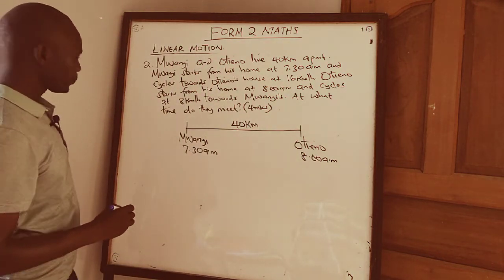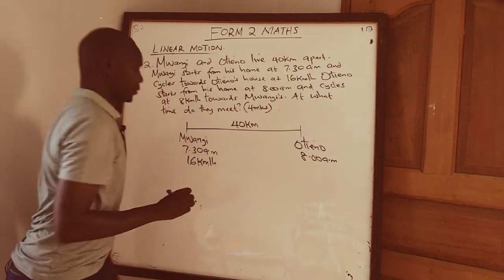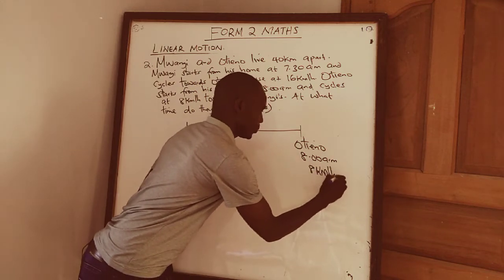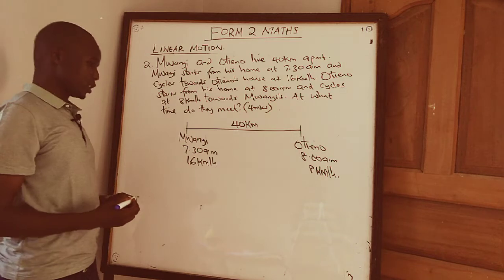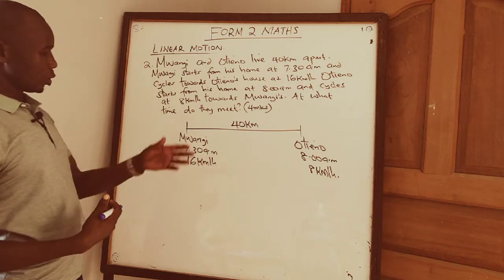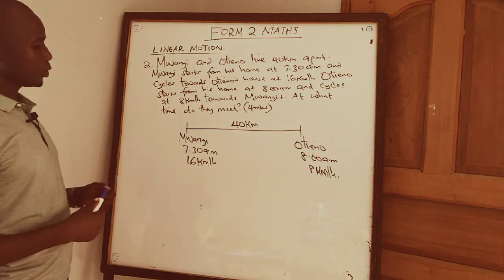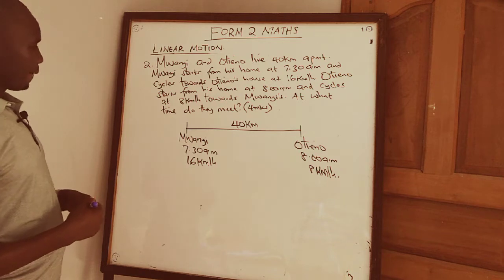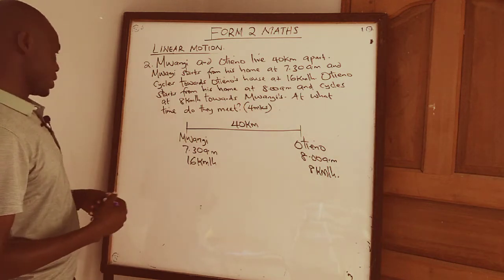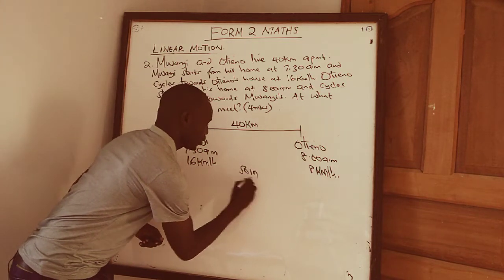Then we know the speed for Mwangi is 16 kilometers per hour, and the speed for Otieno is 8 kilometers per hour. Anytime we are going to consider two cases, either two people moving in the same direction or opposite direction, then the issue of relative speed is going to come in, and we will see how to deal with relative speed. Now what we are supposed to do is to calculate the time they met. That is what the question is asking. So let us look at the solution for this question.